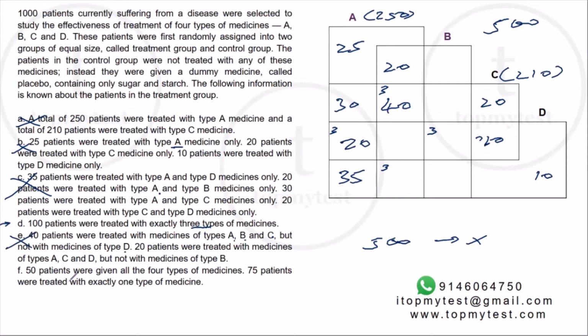50 were given all 4 types of medicines. 75 were treated with exactly 1 type of medicine. So exactly 1, that's 25. This is not known. 20 and 10. This total will add up to 75. So we can find only B. 25 plus 30 is 55. So only B will be 20.